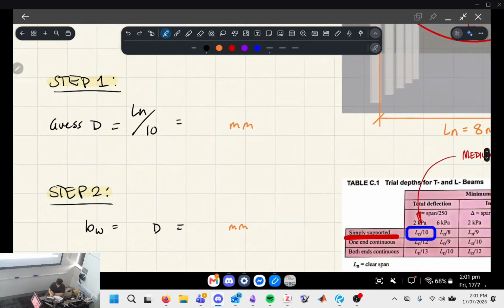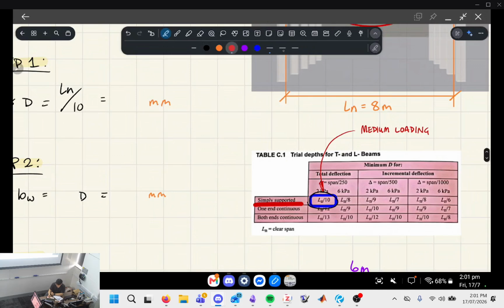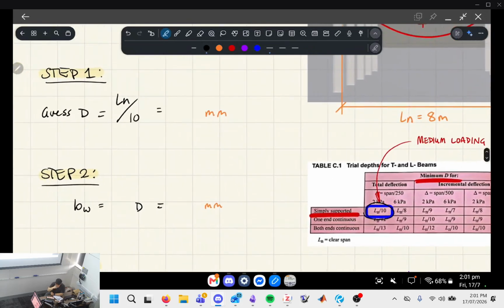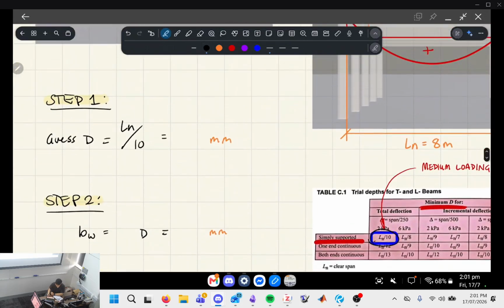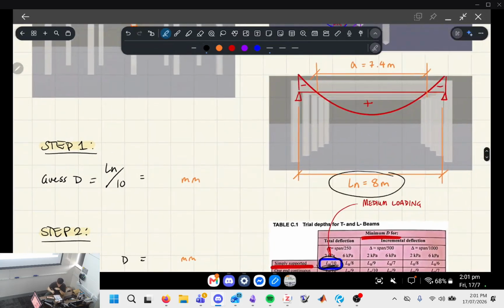All right, so now that we know which formula we're going to use from this table, and this whole table is for determining the depth, we're going to guess an initial depth of ln divided by 10. So ln, remember, is the clear width. Oh, sorry, the clear span.